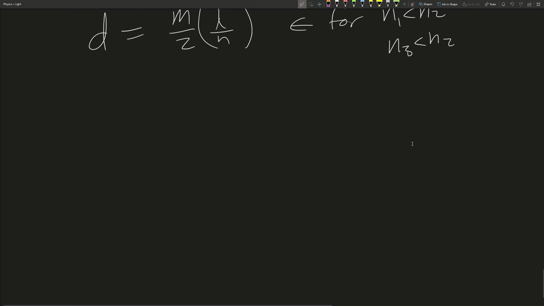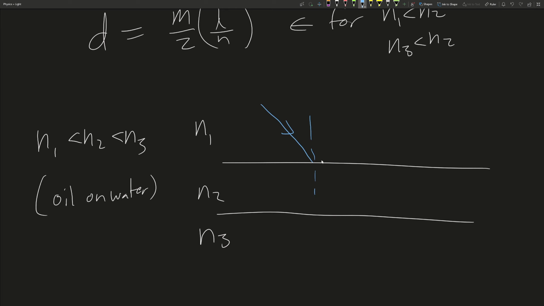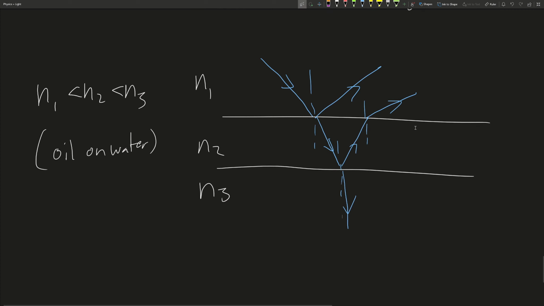Now, if we think about the situation where n1 is less than n2 is less than n3, this can be like oil on water. This is an example of it, where you have n1, n2, and n3. Then when we have an incident light ray here, let me redraw that. When you have an incident light ray, it gets partially reflected and partially refracted, and then over here it gets partially reflected, this gets refracted, and then this gets partially reflected through again like that.